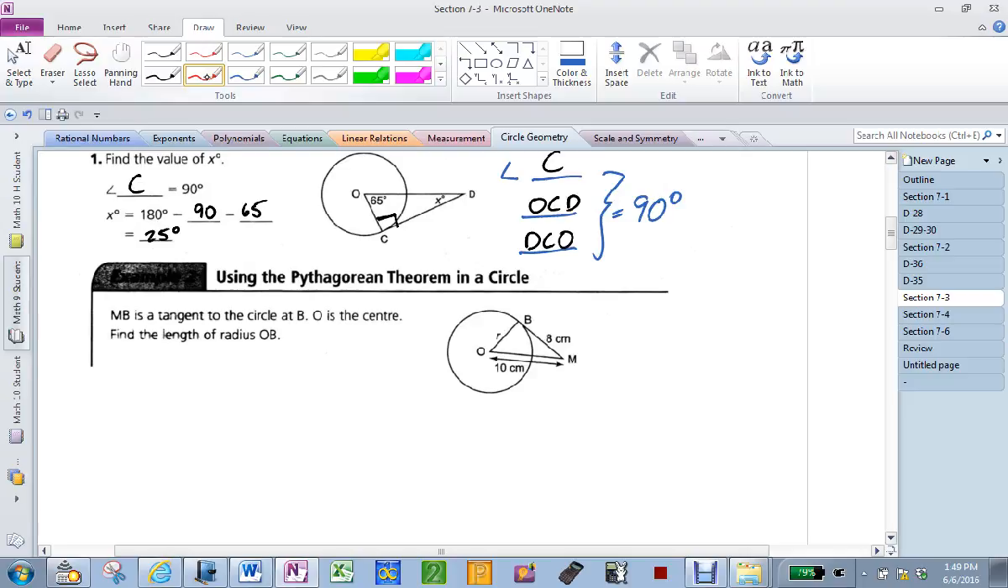Now, MB is a tangent. So I know MB is a tangent. As soon as I see the word tangent, that tells me something. This is labeled as an R. Ooh, I have a tangent and a radius. What does that automatically tell me? 90 degrees. That I have a 90 degree where they touch. And once I have a 90 degree, what very special shape have I made? A triangle. What kind of triangle?